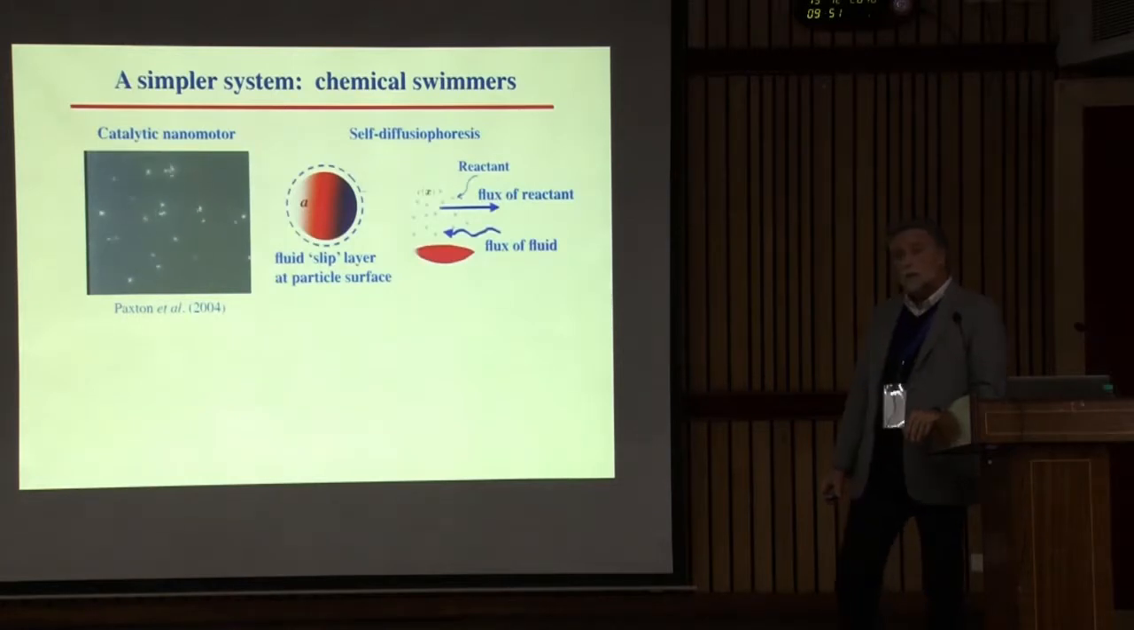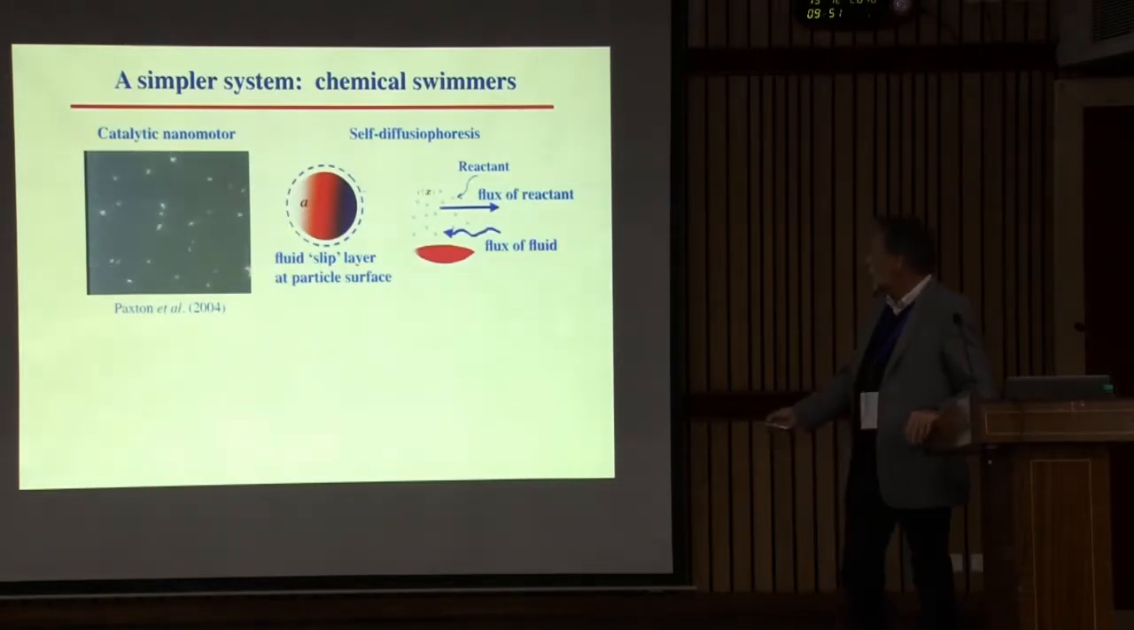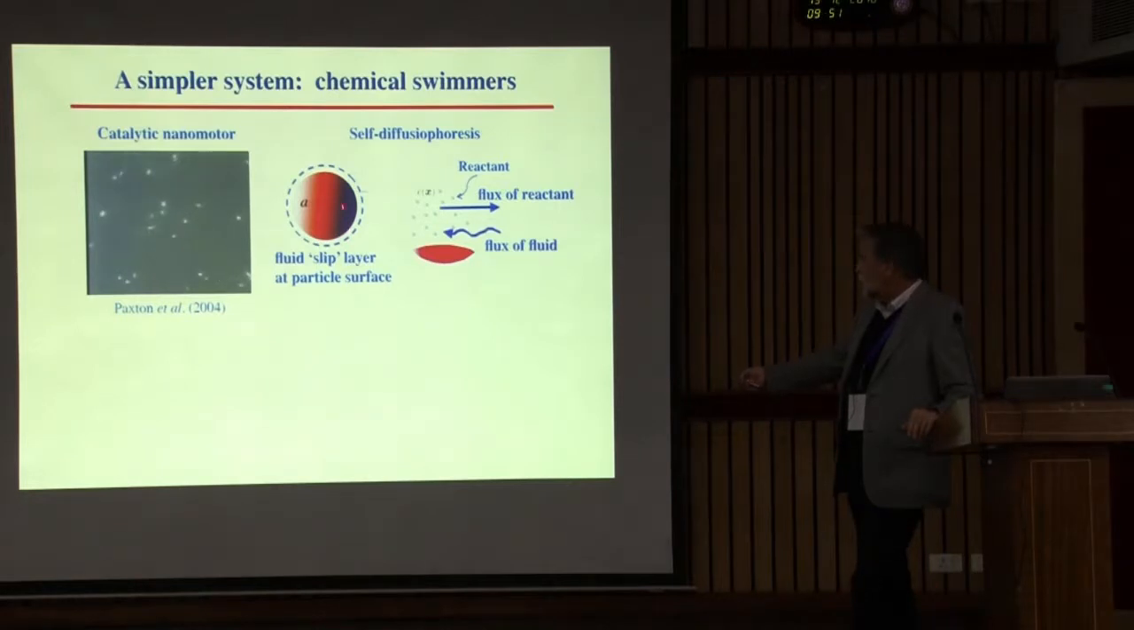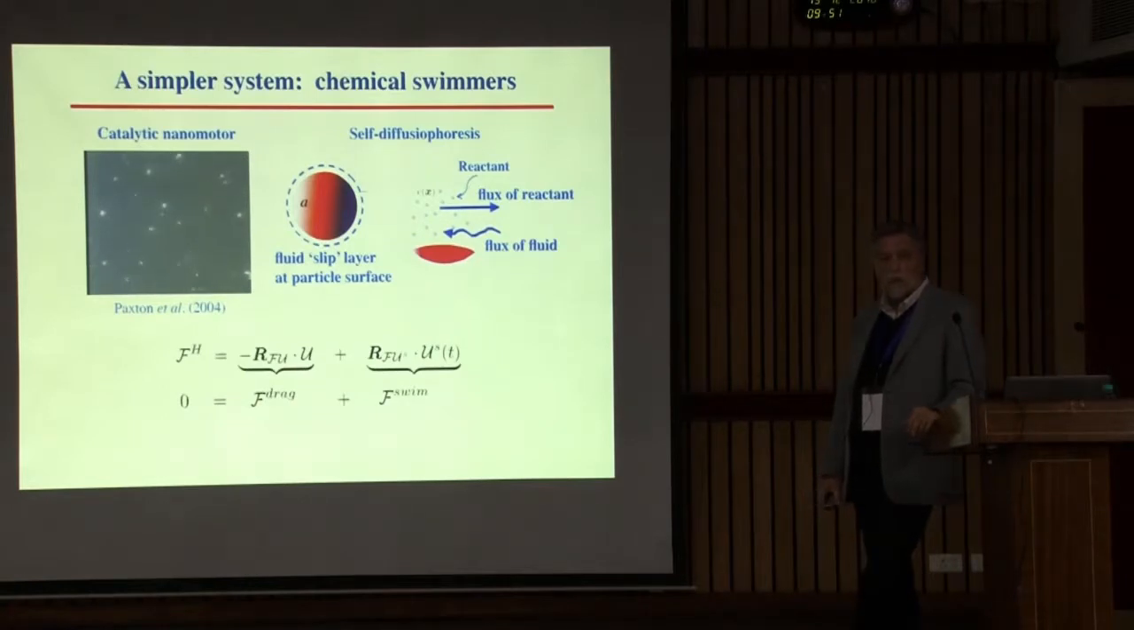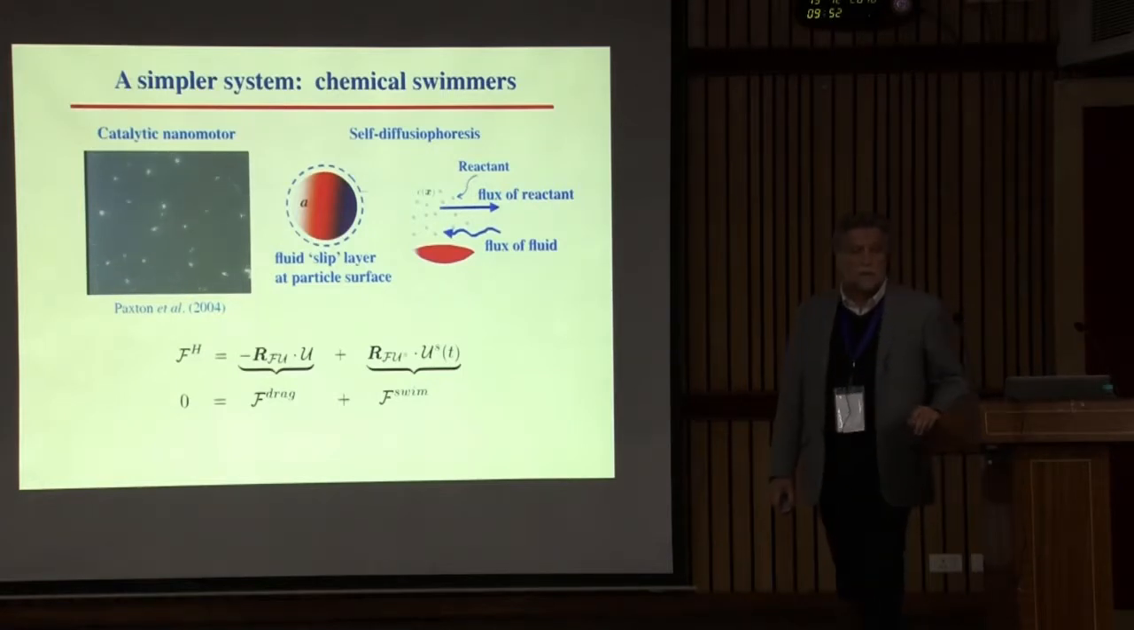The mechanism by which they swim is called self-diffusiophoresis. There is an asymmetry of chemical reactivity on one surface of the particle and not on the other surface. As a result of that reactivity, there's a flux of reactants along the concentration gradient, and a corresponding flux of solvent backwards. That results in a slip velocity on the surface of this particle, and the mechanics of how it moves are identical to that of the paramecium. The mechanics of how it generates its slip velocity, its propulsive force, is different, but the mechanics of its motion in the fluid is identical for the non-living one as it is for the living one.